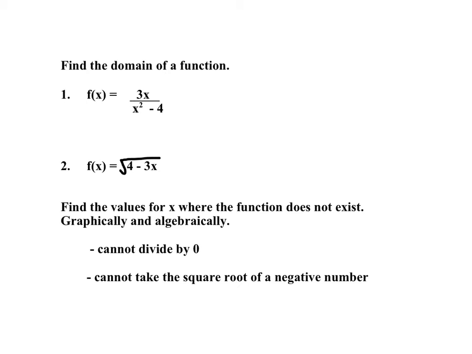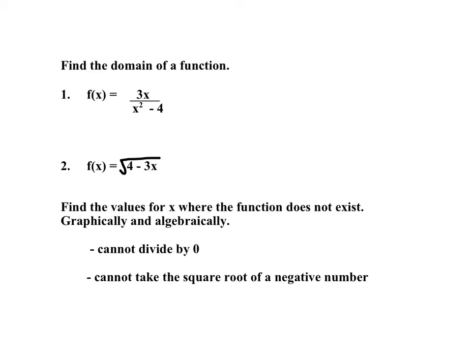So in rational functions, when you have the variable in the denominator, you're going to have problems in the domain. And also in square root functions, you've got to make sure that the entire quantity under the square root symbol is greater than or equal to 0. So those are the main reasons why the domain of a function would not be all real numbers. So let's answer these questions.